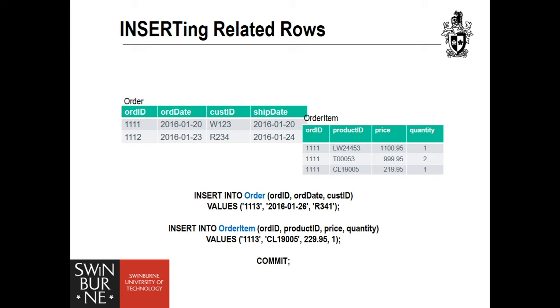Primary key cannot have duplicates, so order ID in order is the primary key, and order ID in order item is the foreign key. But what could be the primary key in the order item? I'm sure you can figure it out based on what you already know.